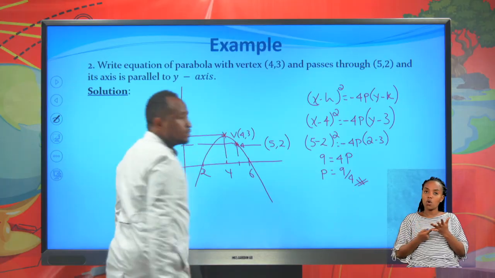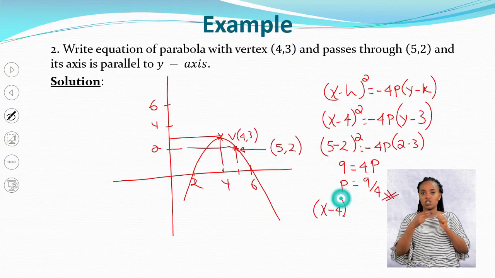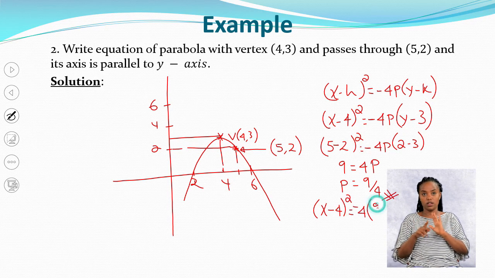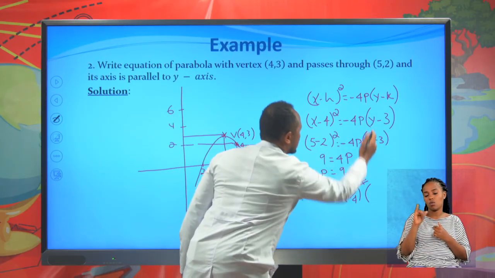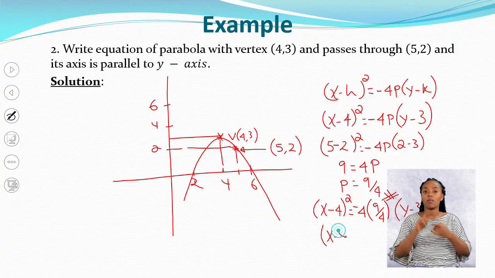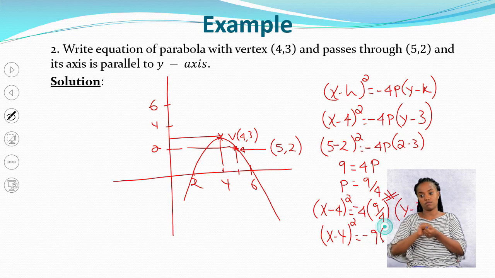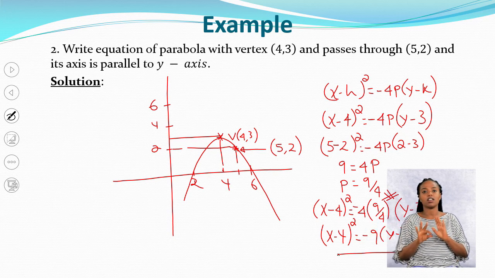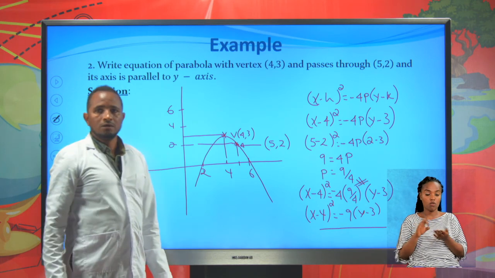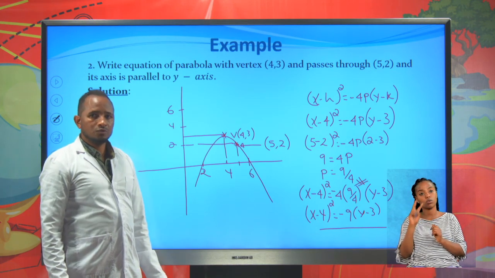So the equation will be x minus 4, the whole squared, is equal to minus 4 times p, which is 1 over 4, times y minus k, that means y minus 3. So this becomes x minus 4 the whole squared is equal to, you can cancel 4, minus 1 times y minus 3. So this is the equation of the parabola with vertex 4 comma 3 passing through the point 5 comma 2, with axis parallel to the y-axis.